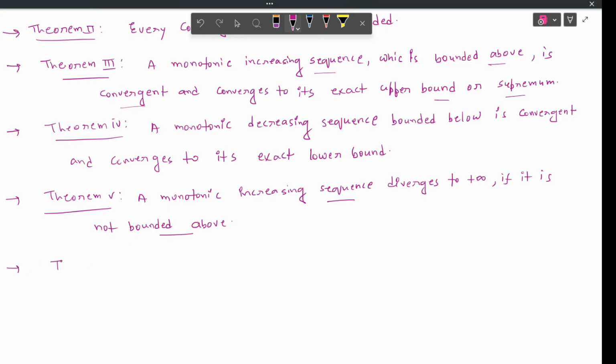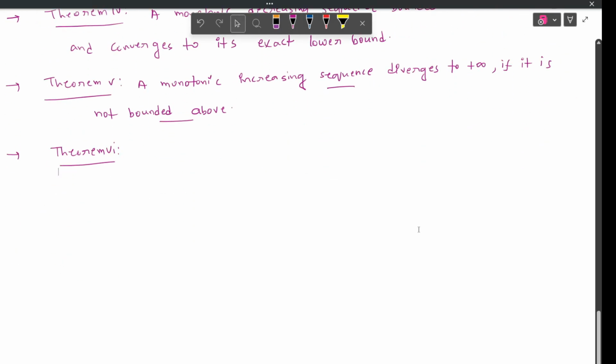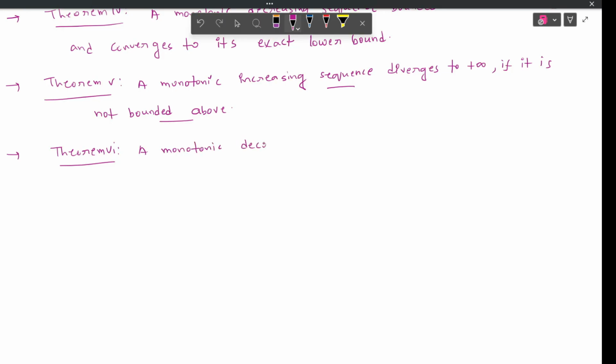Now opposite to this is theorem 6. A monotonic decreasing sequence diverges to minus infinity if not bounded below. Okay, this is opposite to theorem 5.